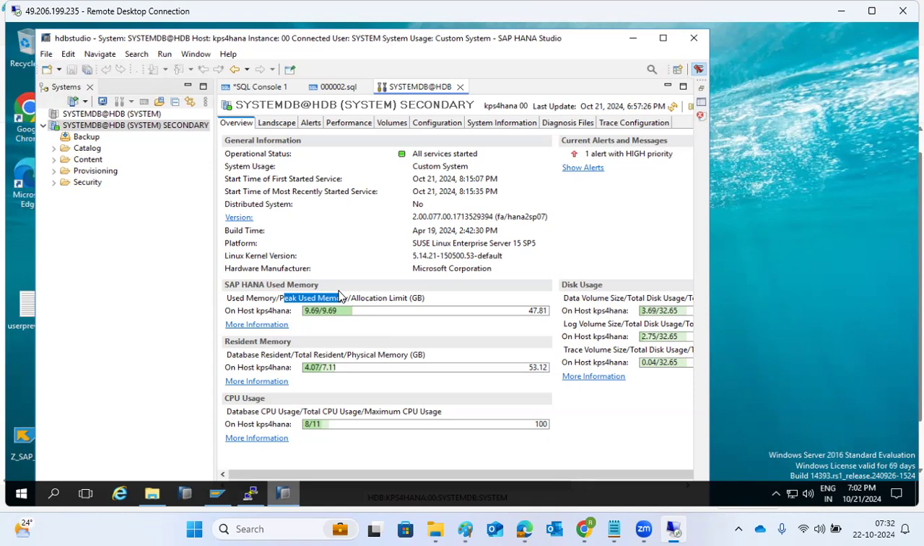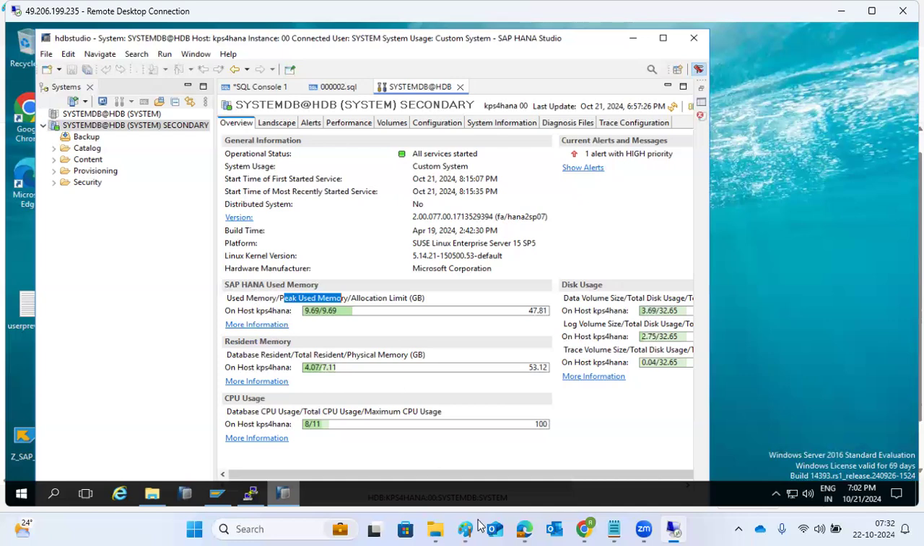Resident memory is like real memory, real physical memory. You can see the resident memory is the real physical memory, and within that HANA used memory is being used. Which is the big one? Resident memory is the main big one. The second biggest is the HANA used memory. So resident memory is the main thing here.